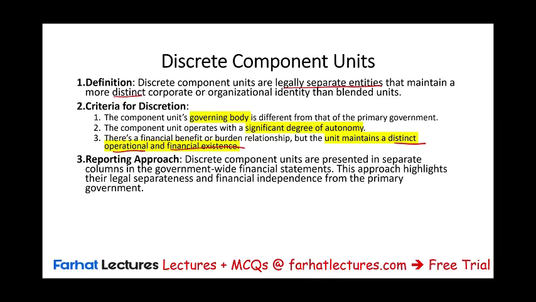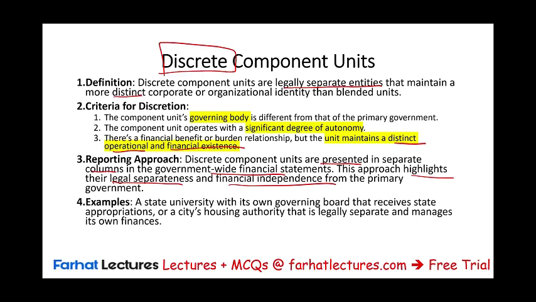If that's the case, the unit is reported separately, discretely, like the Community College of Philadelphia. Discrete components are presented in a separate column in the government-wide financial statements. I show you this approach to highlight their legal separateness and their financial independence from the primary government. For example, a State University could take that form as well. Again, I like to give you the example of my CCP, the Community College of Philadelphia.